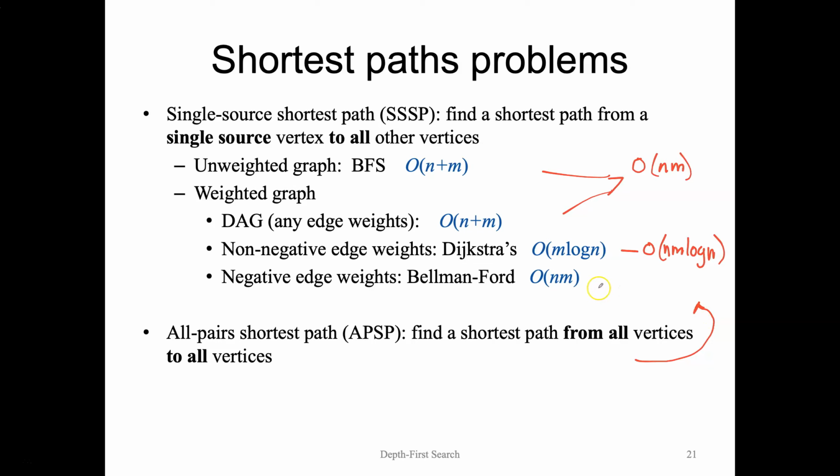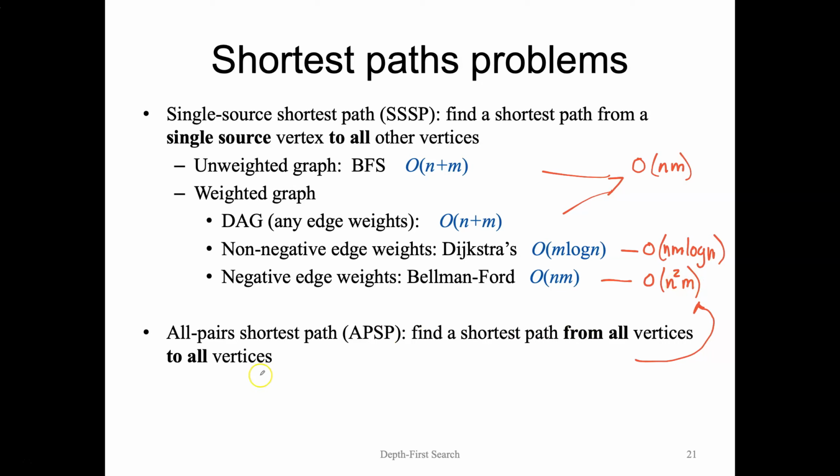Or if we have no such restrictions, we have negative edge weights as well, then we could call Bellman-Ford's algorithm n times, once for each starting vertex, which gives us an n squared m algorithm. Now remember at this point that m, the number of edges, can be as large as n squared. So if we were to put this one in terms of n, this would be big O of n to the power of 4.